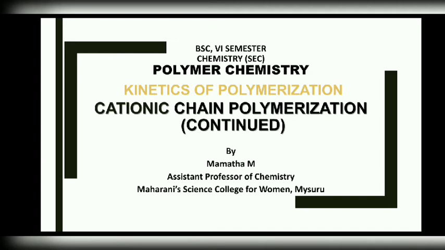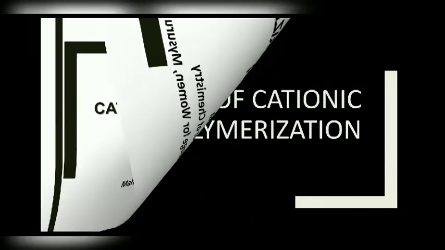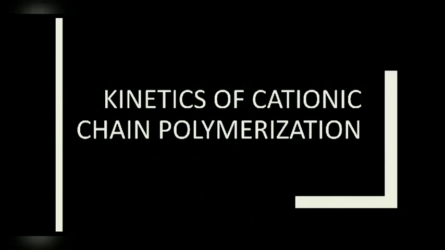Hello everyone. In the last session, we studied the mechanism of cationic chain polymerization. Now, let us know about its kinetics. What we are going to do here is write the rate equations for the steps involved in the cationic chain polymerization. What are the steps involved? The steps are initiation, propagation and termination, right?